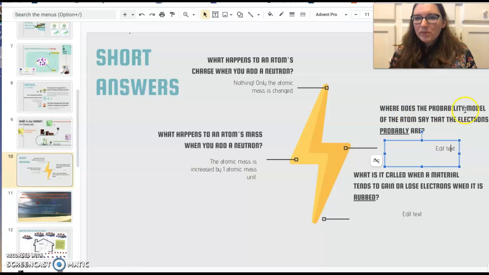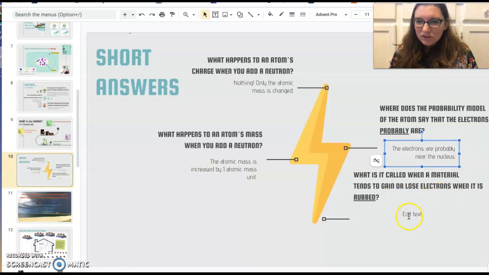Okay, so where does the probability model of the atom say that the electrons probably are? The electrons are probably near the nucleus. Remember, when we look at those energy levels, they start off close, and once that one's full, they'll fill up the next one, and then the next one. But yeah. Okay, so let's see.